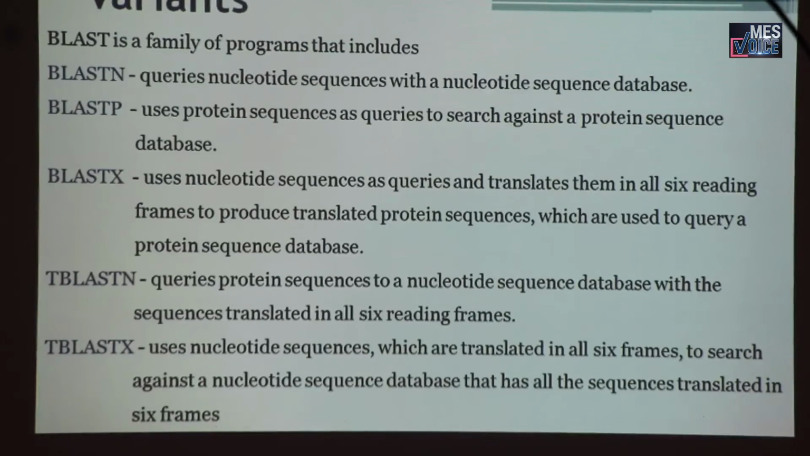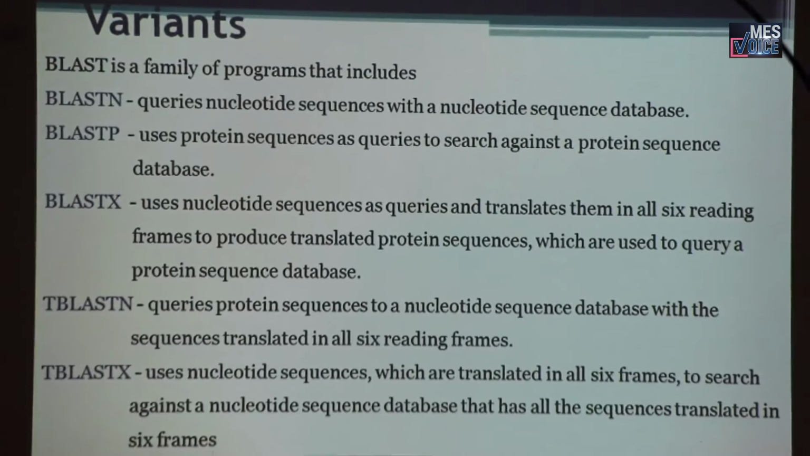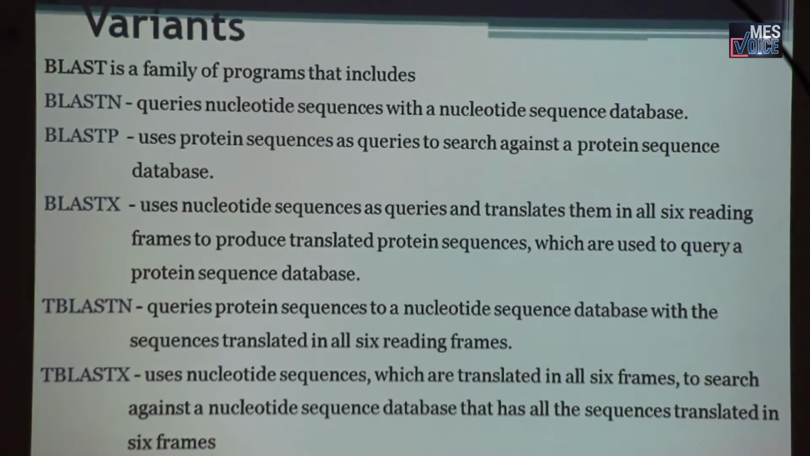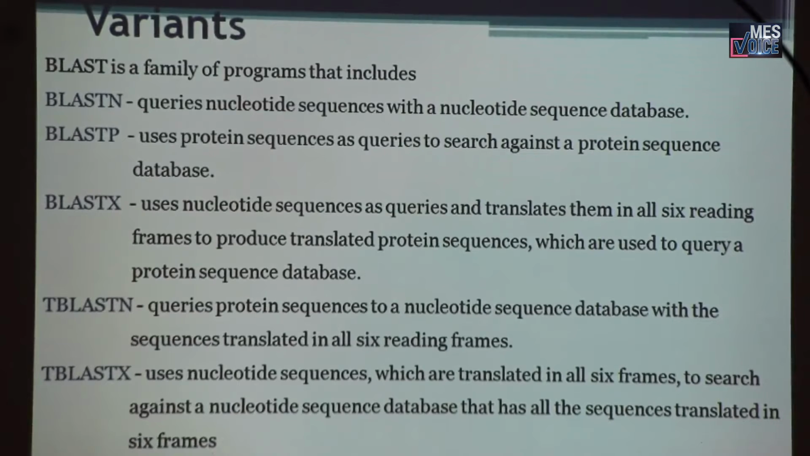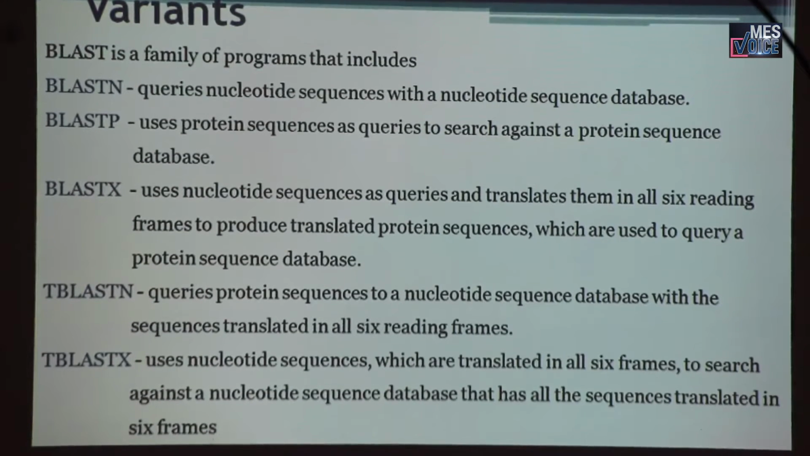I think it's clear. So we can see what the variants of BLAST are. In BLAST programs, BLASTN is the query of nucleotides. Then BLASTP is the use of protein sequences as queries against protein sequences. Protein sequence is queried against protein sequences.